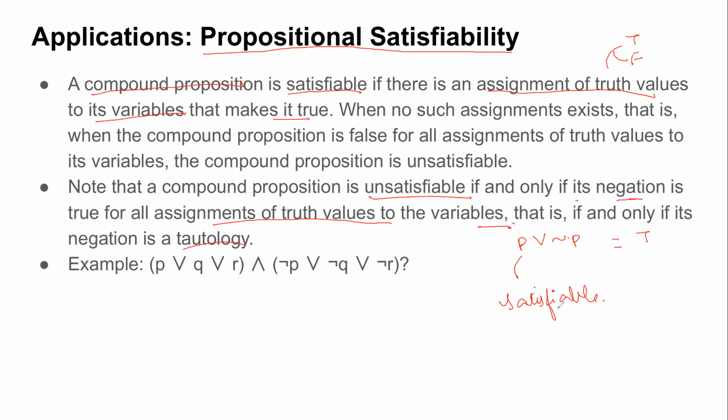So let's see, is P or not of P satisfiable? For satisfiable, what do you require? There should at least be one assignment of truth values given to the variables which will make it true. So do you think this is satisfiable? Is there any assignment of values I can give to P which will make it true? I just need one assignment.